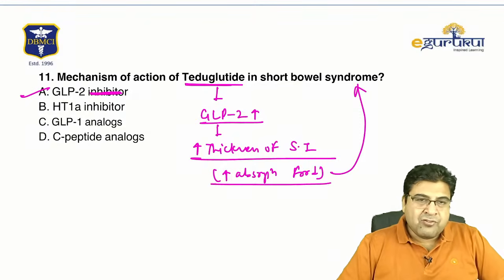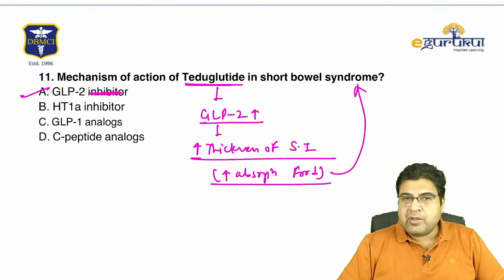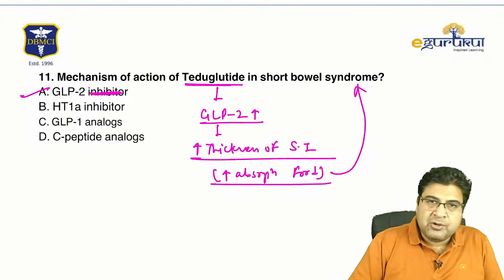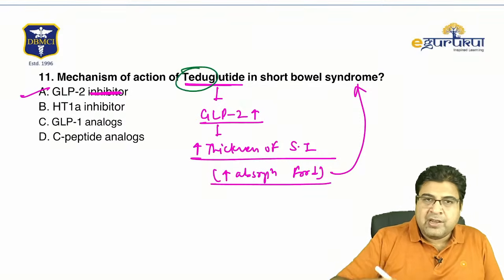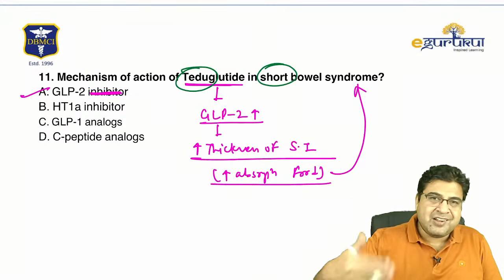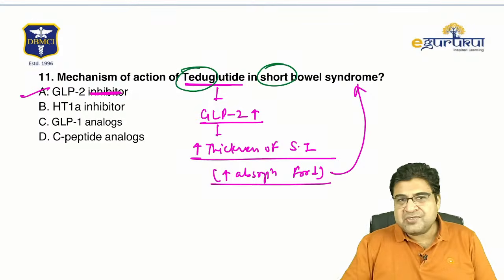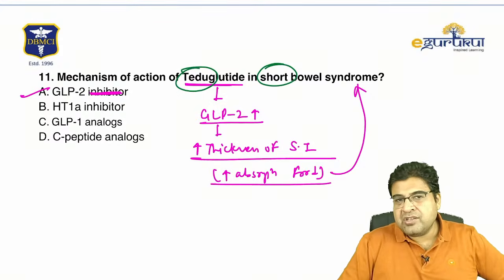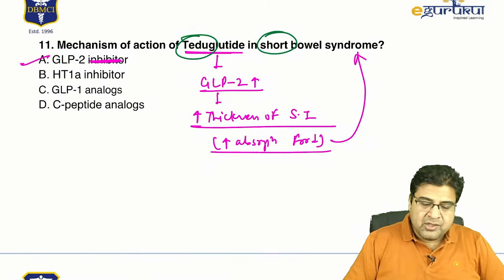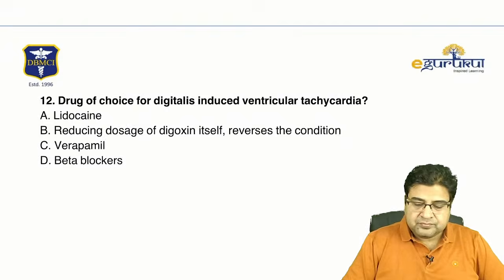So in short bowel syndrome, because of the short length, the patient cannot absorb the food properly. So this medicine will help in food absorption. Drug name is teduglutide. Students, make the mnemonic this way: Tedu, remember it as Teddy. Teddy is liked by short human beings, that is the pediatric patients, right? You can remember it this way: Tedu is given to short people. So question 11, answer is A.